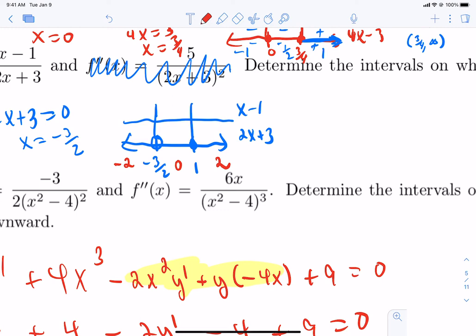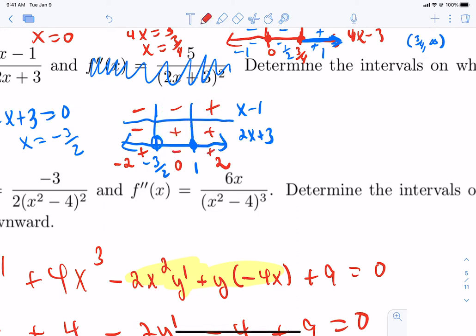If we plug, let's plug in everything to the top. We get negative, negative, positive. Let's plug now everything into 2x plus 3. We get negative, positive, positive. And now let's divide them. Well, if we have a negative divided by a negative, that's a positive. A negative divided by a positive is a negative. Positive divided by a positive is positive.